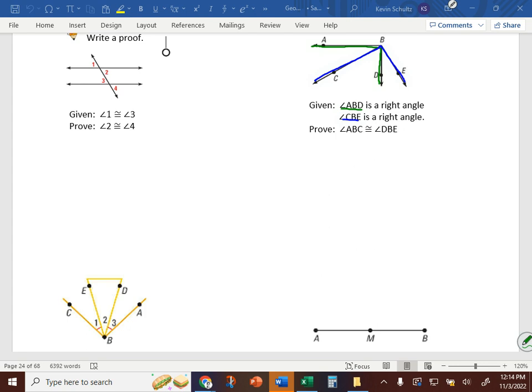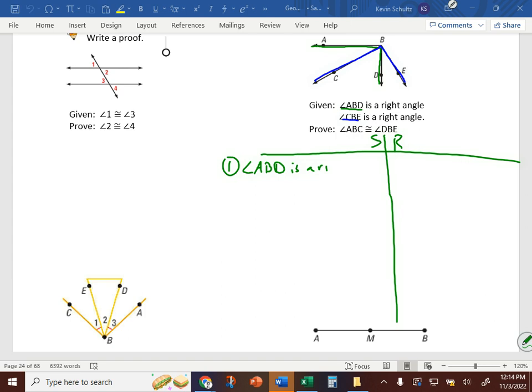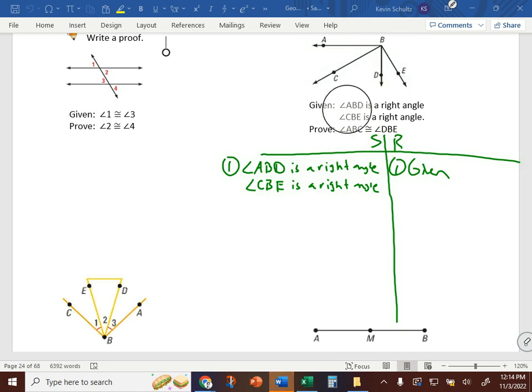Okay. So step number 1, I'm going to leave lots of space for my statements today. Yesterday I got kind of squished. So I'm going to put it over here and really give myself lots of room to write. Step number 1, angle ABD is a right angle. And in that same step, because it's part of the given statement, CBE is a right angle. Okay? And both of those can be covered under the same reason, which is that's what's given. Right? Start with what is given.